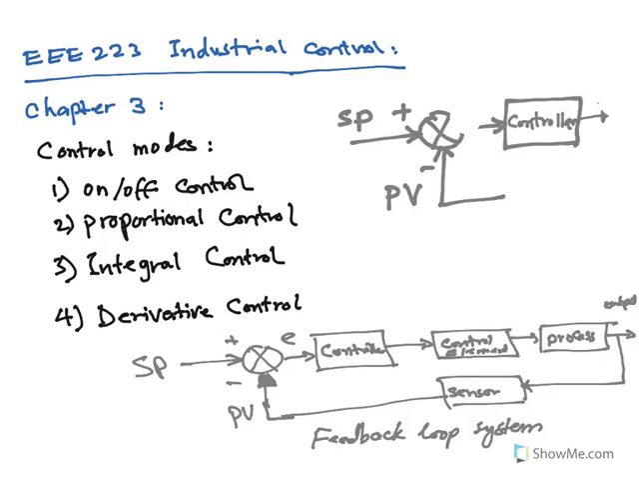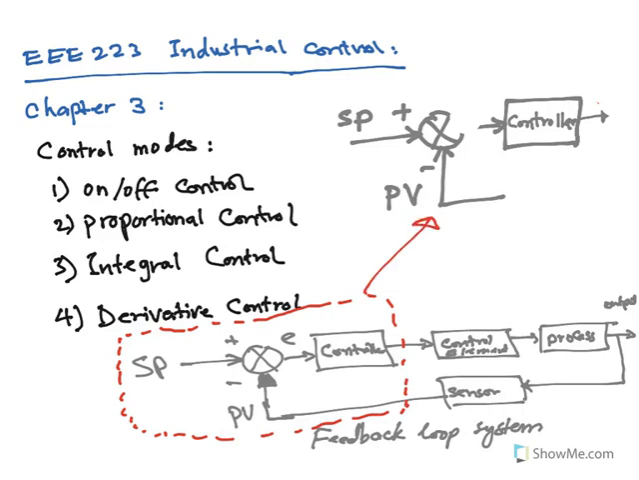We'll continue discussing the topics in Chapter 3. The fourth controller is the derivative controller. Before we go to the derivative controller, we'll do a quick review. We can see here the feedback loop system, and we are focusing on the controller part.